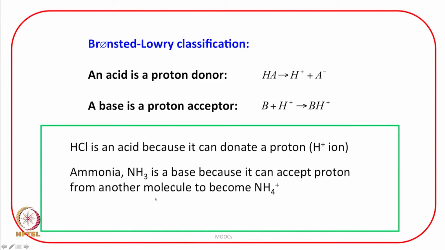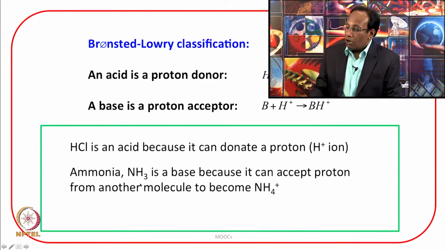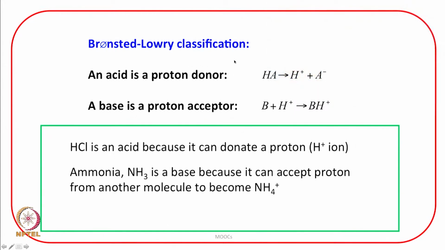If we take another example, that of ammonia, ammonia is a base because it can accept a proton from another molecule and it can form an ammonium ion. So, these examples justify the Bronsted-Lowry definition that an acid is a substance which can donate a proton, like HCl. HCl is donating a proton, so HCl is an acid, and ammonia can accept a proton, therefore, it is a base.